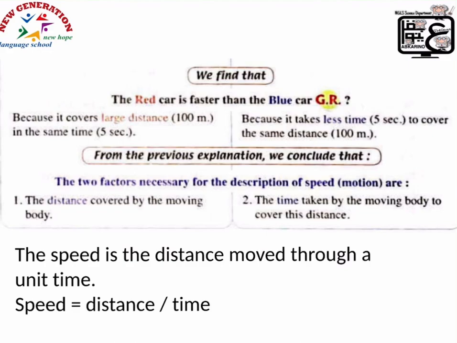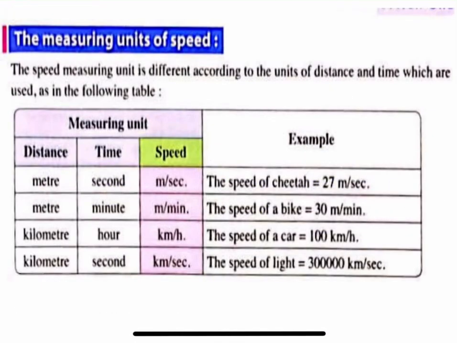But here, the blue car takes more time. No, I'm speaking about the red car. It takes less time, 5 seconds, to cover the same distance. So here you can say the red car is faster than the blue car. You can give 2 reasons. So here we have 2 factors to describe the speed: the distance and the time. So speed equals distance over time.